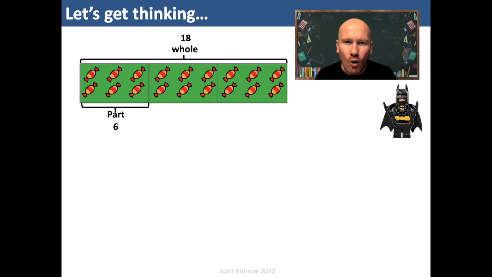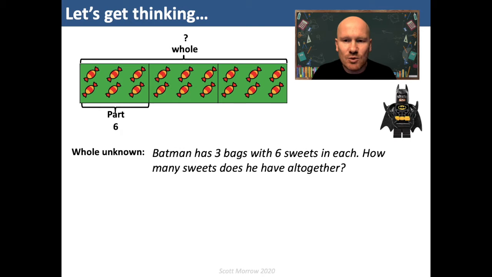Let's have a look at some possible questions that I could come up with based on this information. To begin with, I'm going to write a question where I don't know the whole amount. I know there are 6 sweets in each part, and I know there are 3 parts. So what I'm looking for is that whole amount. Batman has 3 bags with 6 sweets in each. How many sweets does he have altogether? In that question, I'm giving the information that I know. I know there are 6 sweets in each part, and I know there are 3 parts. What I'm looking for is the whole amount.